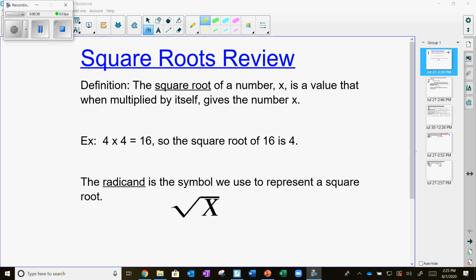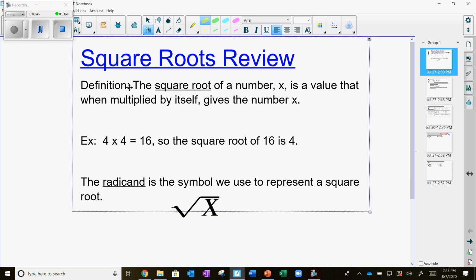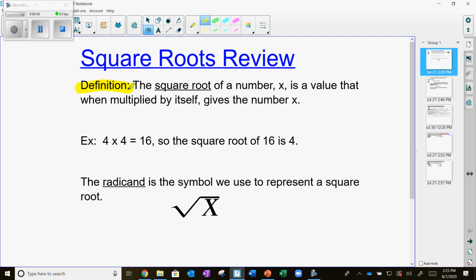So the first thing that we're going to do is look at the definition of a square root. The square root of a number x is a value that when multiplied by itself gives the number x. It's a weird roundabout way to define a square root, but it works. The example we're going to use to highlight this is that 4 times 4 is equivalent to 16. Because 4 and 4 are the exact same value and they've been multiplied together, the square root of 16 must be 4.